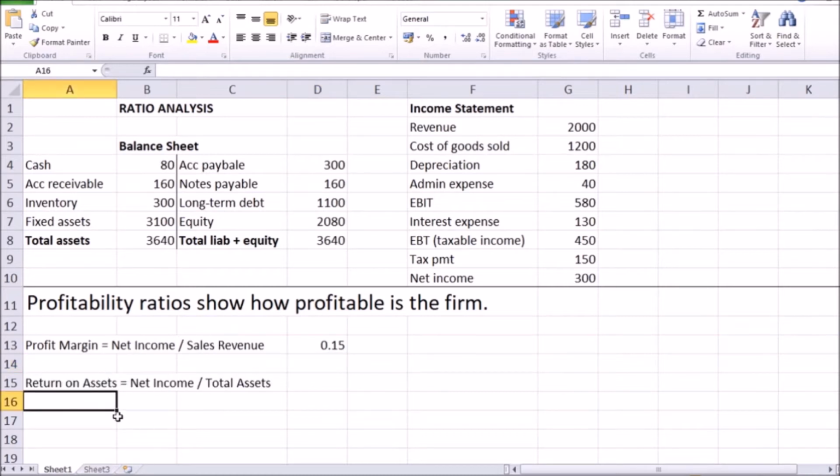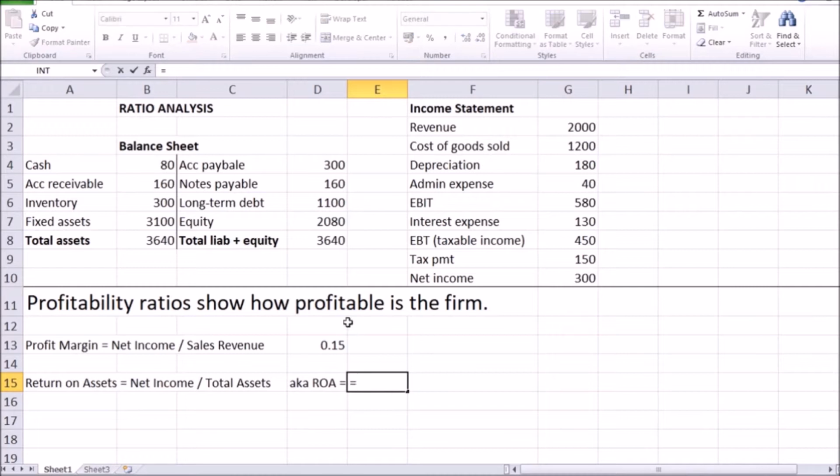Our next profitability ratio is the return on assets, which is the ratio of net income to total assets on the balance sheet. Return on assets is used pretty often, so it has its own acronym, ROA, which in our example is again equal to this 300 million divided by the total assets of 3.6 billion and more, giving us 8.2% return on assets or 0.082.